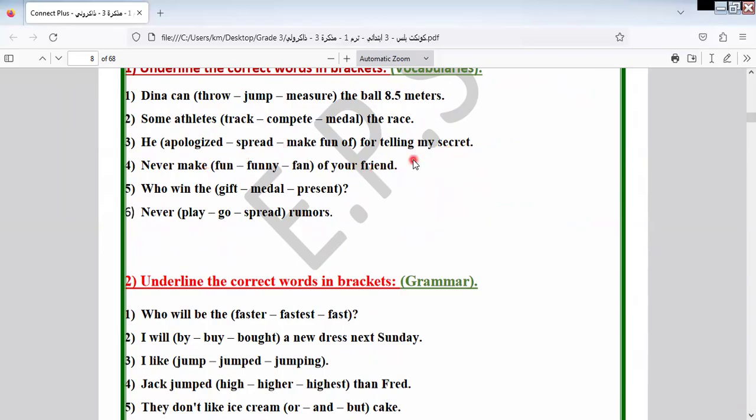Sorry for telling secret, for telling secret. Here telling secret. What he do to correct the mistake, or to correct the mistake. What he apologized. For telling my secret. Never make fun of your friend. Never make fun. Never spread rumors.